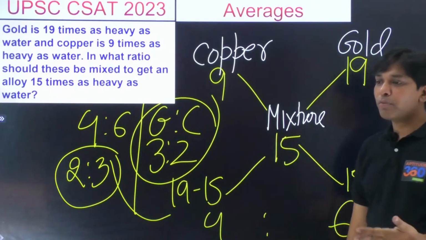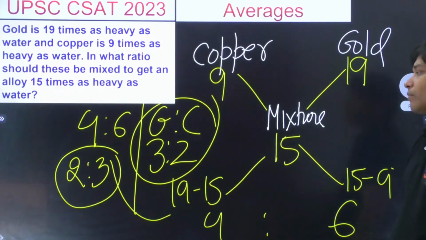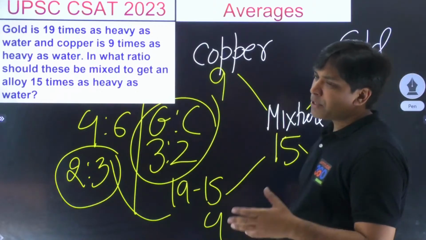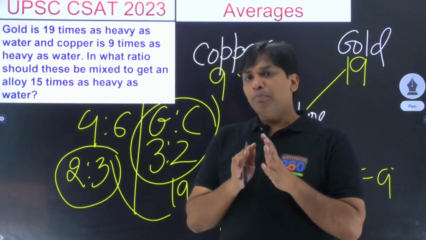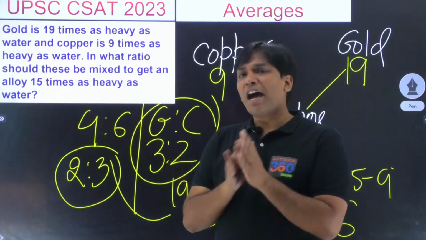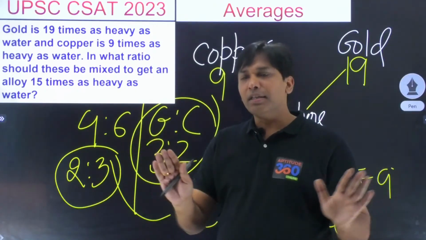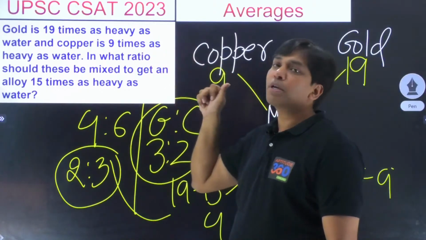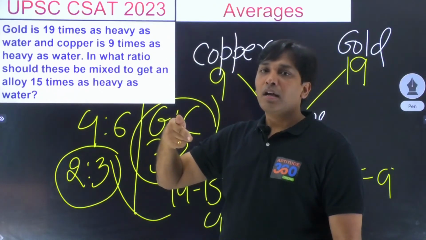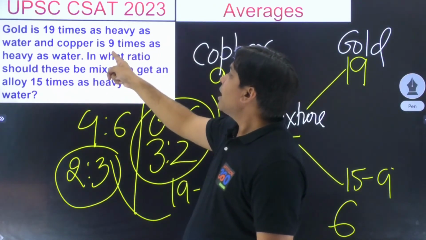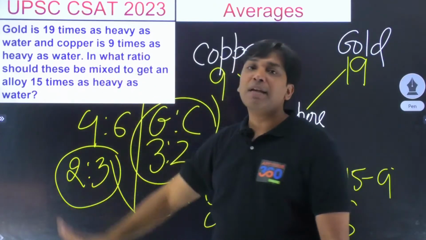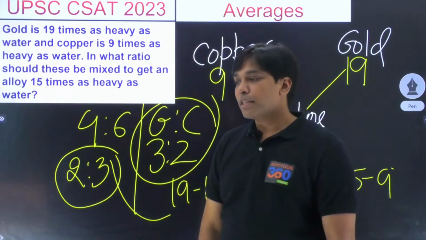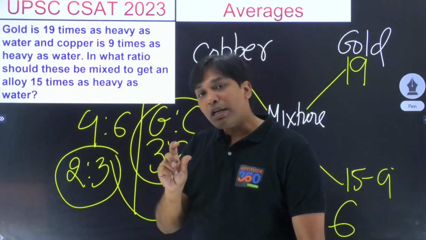And why you should not be making those kind of mistakes? So 2:3 and 3:2, ये हमेशा confusion होगा. Rather, the language of this problem would have been very clear, crystal clear, had they said that in what ratio gold and copper should be mixed, just to make the mixture 15 times as heavy as water. Then this problem would have been, कोई ambiguity होती नहीं.